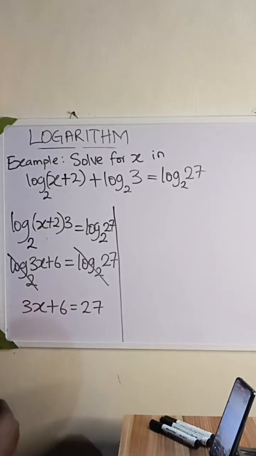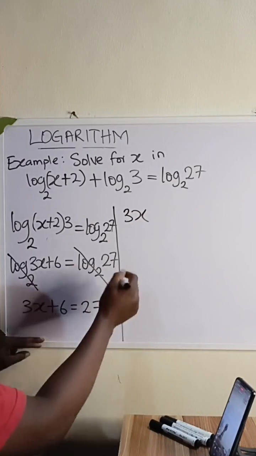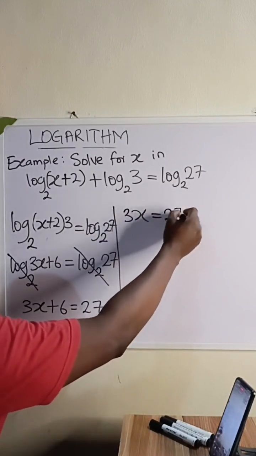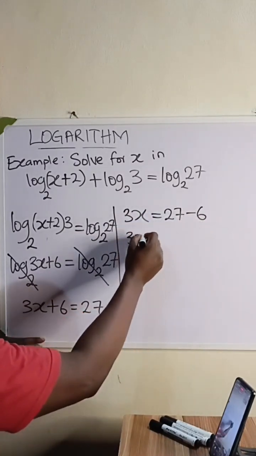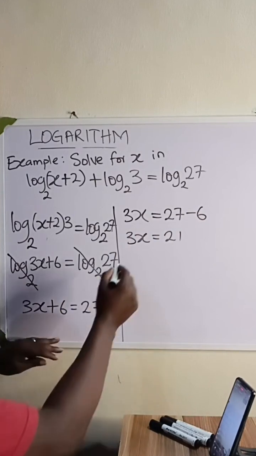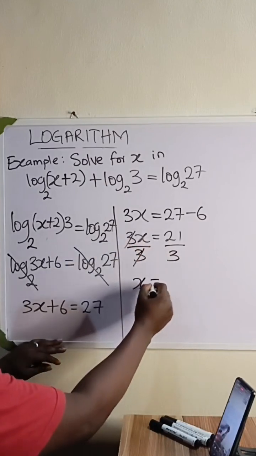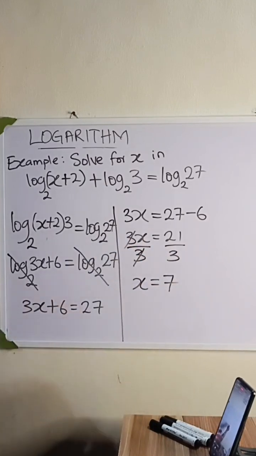Good. So now you can solve it as a simple equation, although we've not learned about equations in our WhatsApp group, but let's just solve. So this will give us 3x. You move plus 6 to the right, it's going to be minus, so we have 27 minus 6. 3x is equal to 21. So if you divide both sides by 3, x is equal to 7. So that becomes our answer.